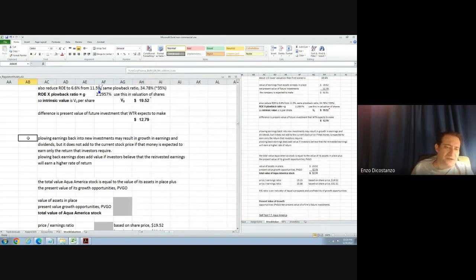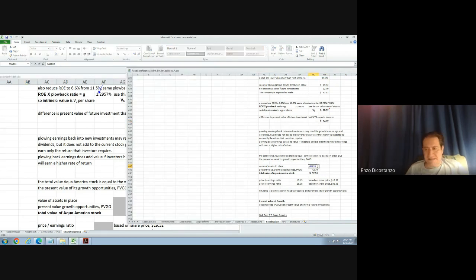Plowing back the earnings into new investments may result in growth in earnings and dividends, but does not add to the current stock price if that money is expected to earn only the return the investors require. Plowing back earnings does add value if the investors believe that the reinvested earnings will earn a higher rate of return. Okay.